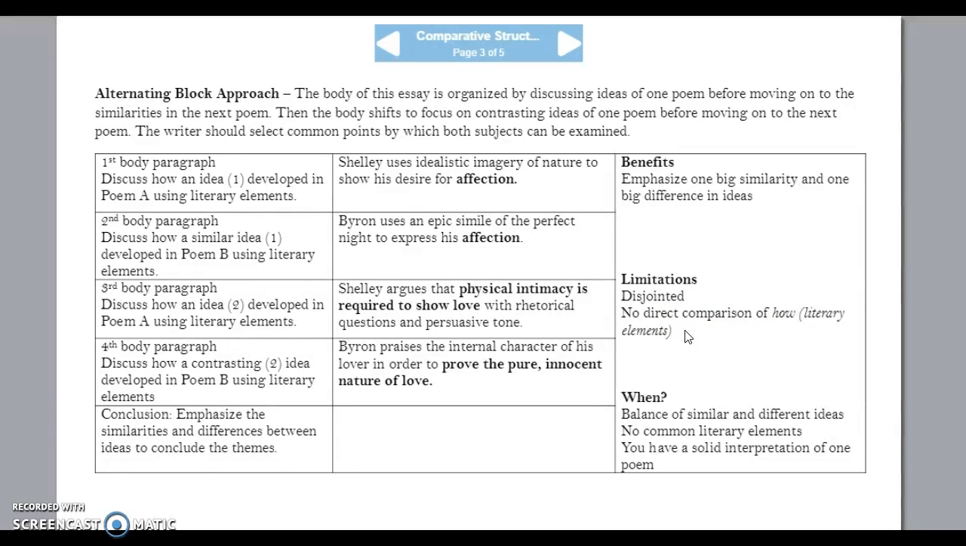So this option is good if you don't see common literary elements between the two. And again, if you only have a solid interpretation of one poem and you really want to spend more time on that one.